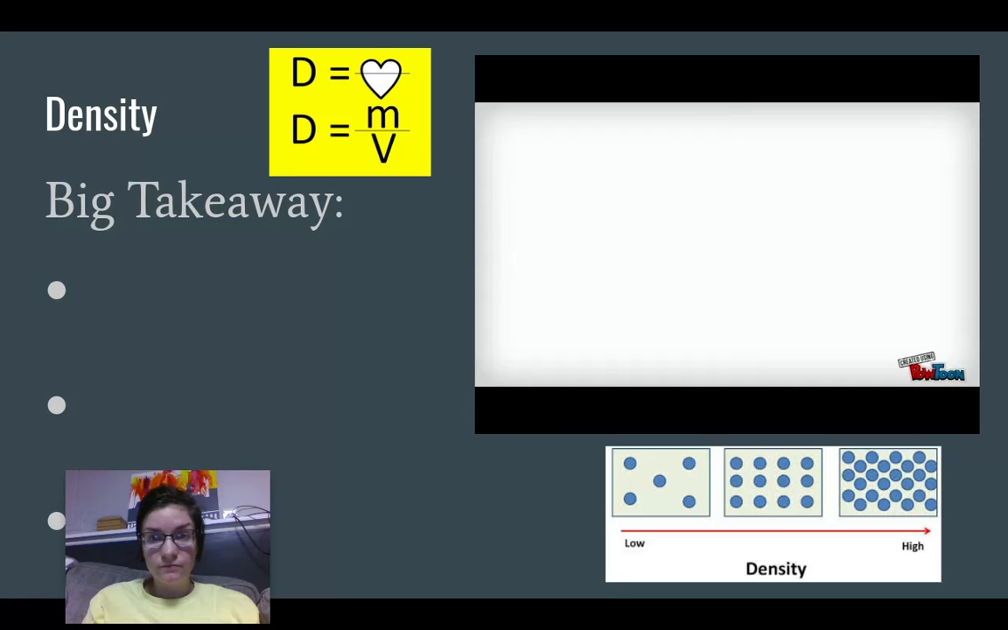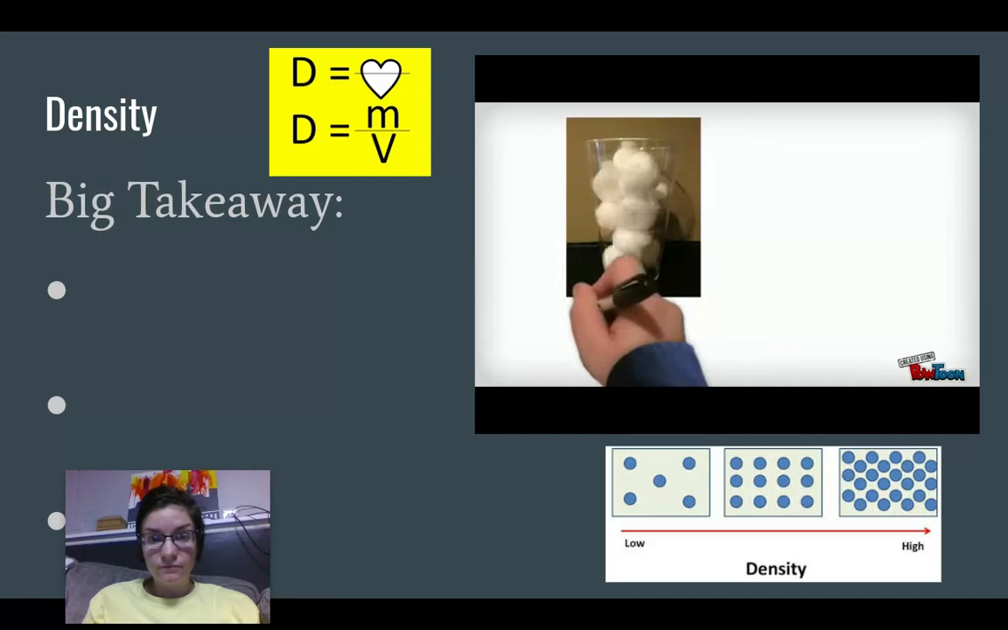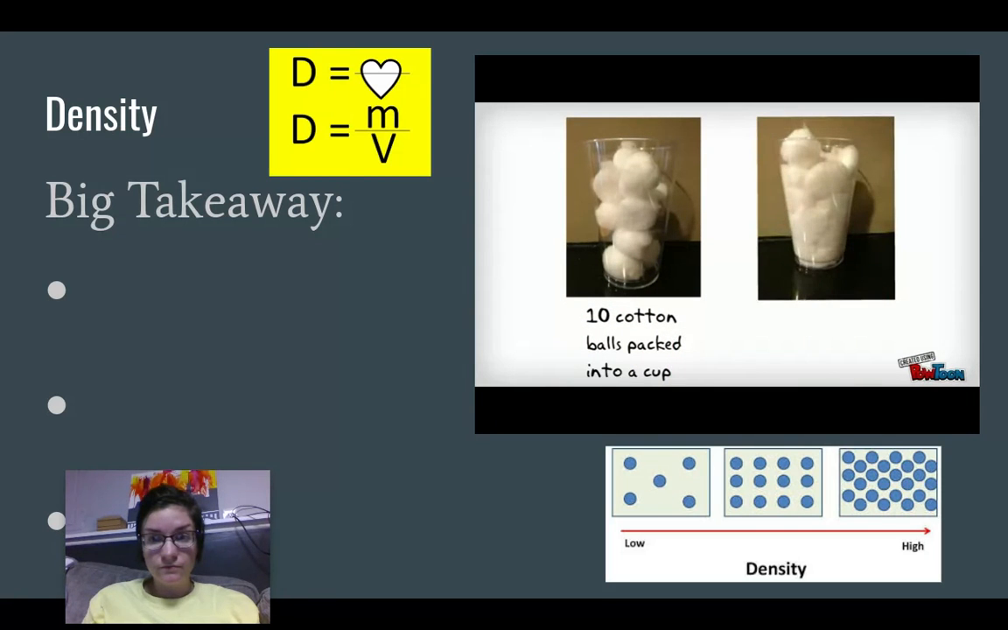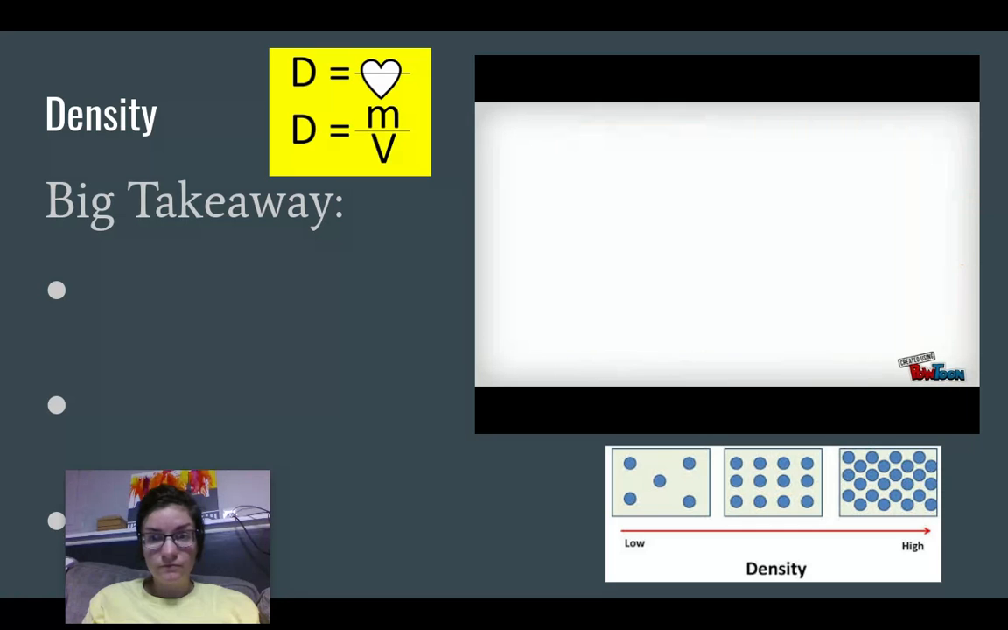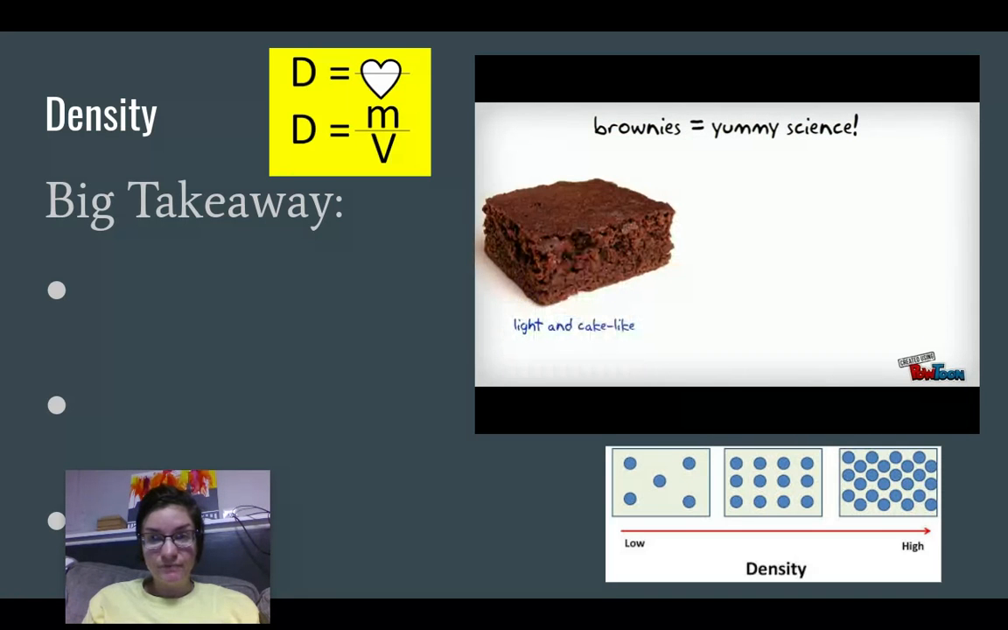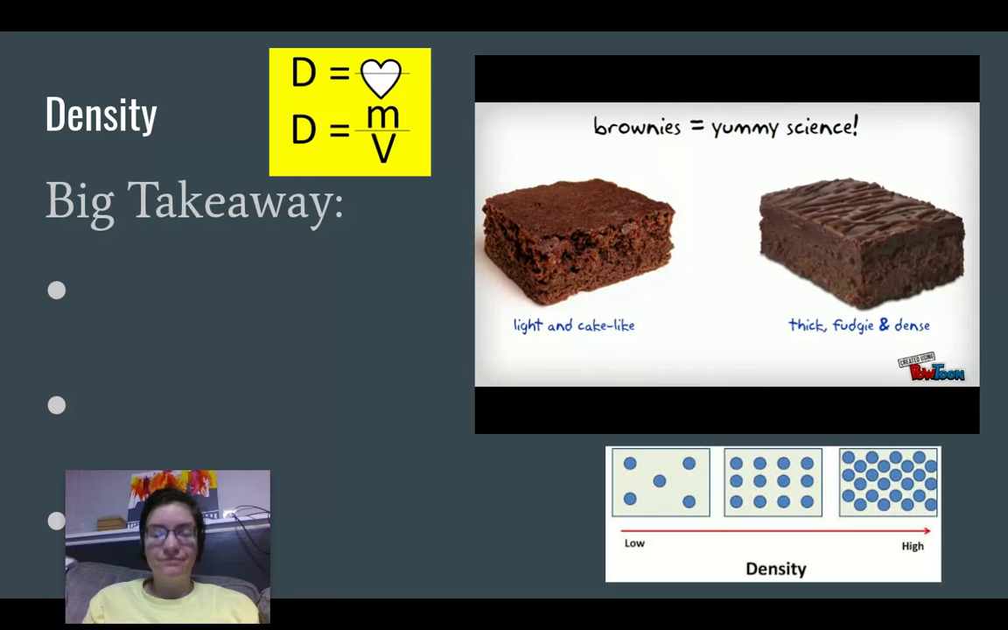For example, here's a cup with some cotton balls in it. As you can see, there's still a lot of empty space in the cup. If we were to put more cotton balls into the cup, we would increase the density because now there would be more matter packed into the same amount of space. Brownies are another great example of density. Do you prefer your brownies light and cake-like or thick, fudgy, and dense? I like the light and cake-like ones myself, but the difference between the two really is just how much matter is packed into that brownie.